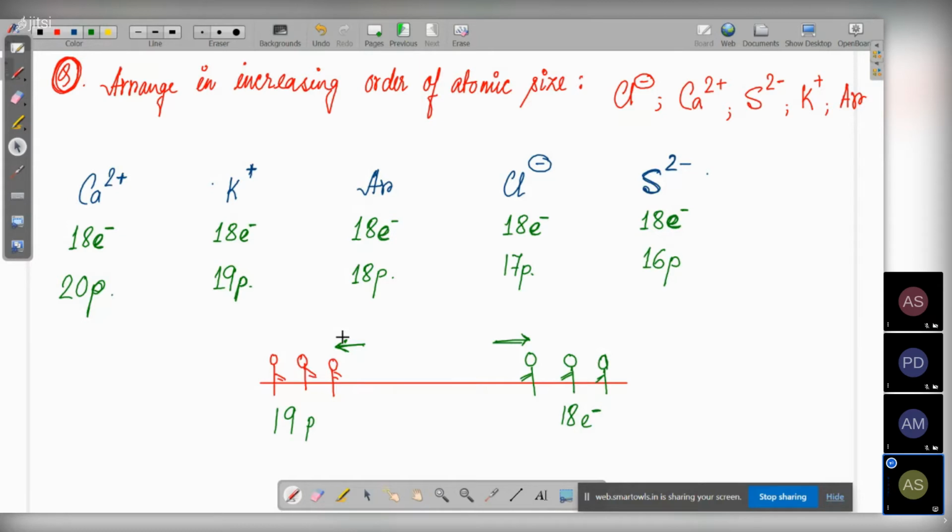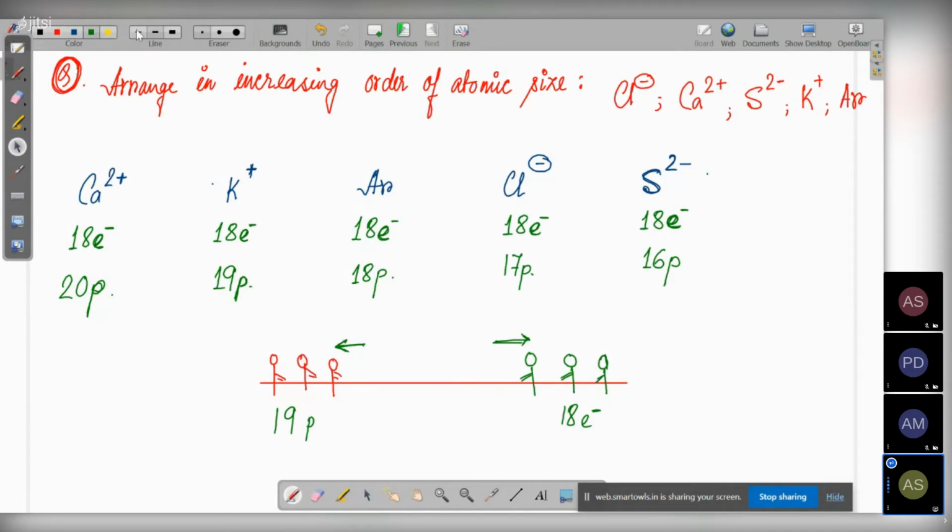But obviously Ca2 plus will be smaller than K plus because over there 20 protons are pulling 18 electrons. It's a much stronger team, 20 protons. Whereas for K plus, there are 19 protons pulling 18 electrons. The pull by the protons, that is the nucleus, will be comparatively lesser for K plus. So that is why Ca2 plus is smaller than K plus.